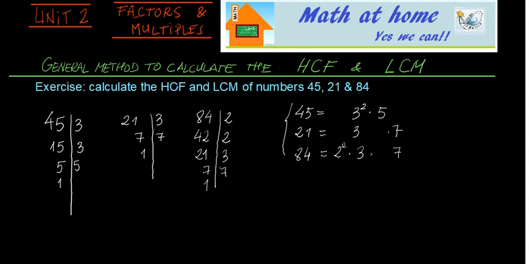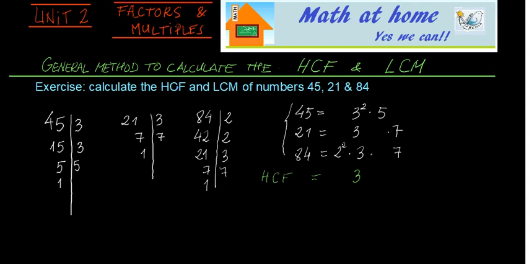Let's do the highest common factor of these three numbers. Remember that to find the highest common factor, you have to find only the common factors to the lowest exponent. Is 2 a common factor? No, it is not. Is 3 a common factor? Yes. Is there any other common factor? 7 is common to 84 and 21, but it is not common to 45. Then it's not a common factor. So the only common factor to all is 3.